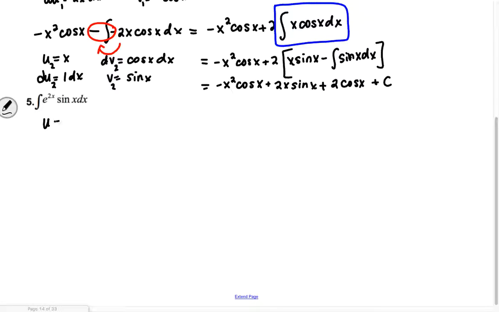All right, so we let u equal e to the 2x, and then we let our dv be sine of x dx. So when we do our du, we end up getting e to the 2x times 2 dx, and for v, we get negative cosine of x.